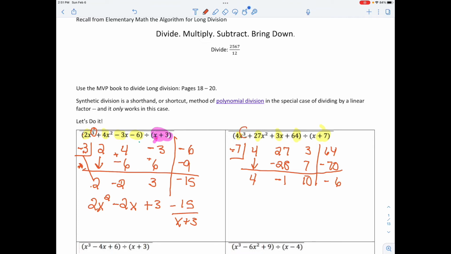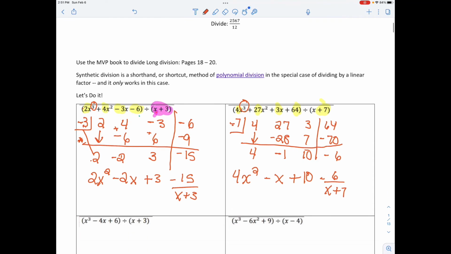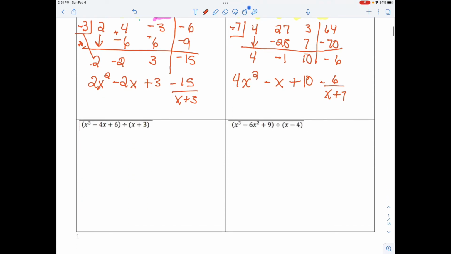So again, because I started with x cubed, my answer is going to drop. So I'm going to start with 4x squared minus x plus 10, and then -6 over x plus 7. Okay, are we getting it?